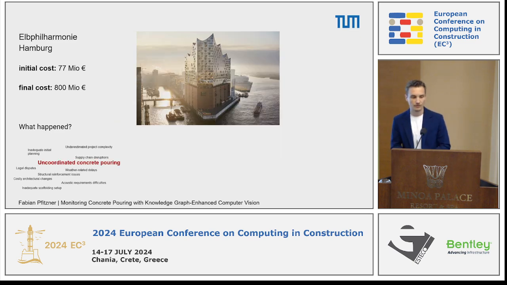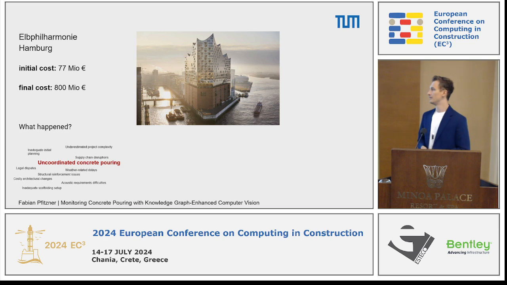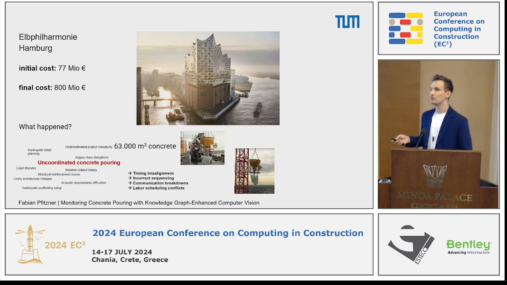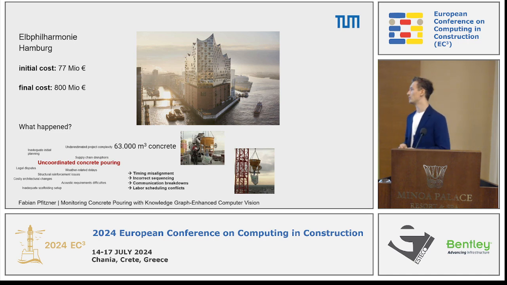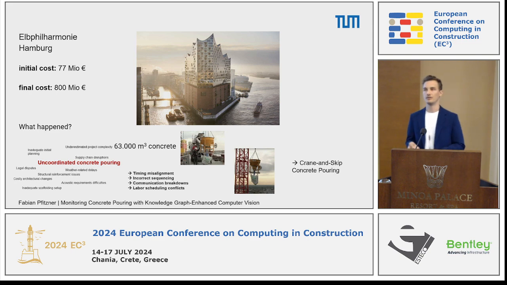Today I want to focus on one specific reason out of all of them, uncoordinated concrete pouring. So why concrete pouring? Well, they used a lot of concrete building this building. In total, they used 63,000 cubic meters of concrete. And the method they were using is crane and skip concrete pouring.